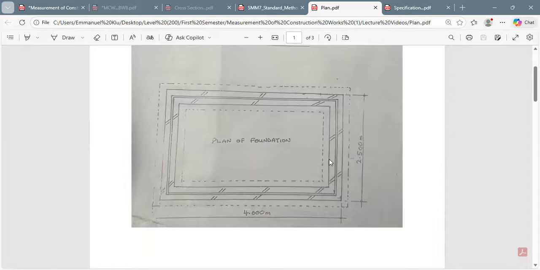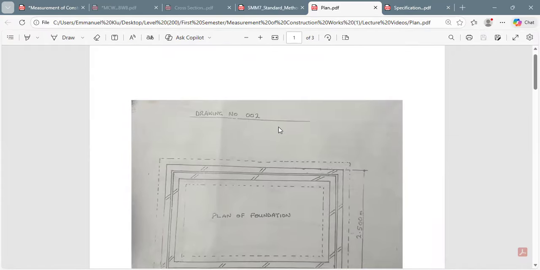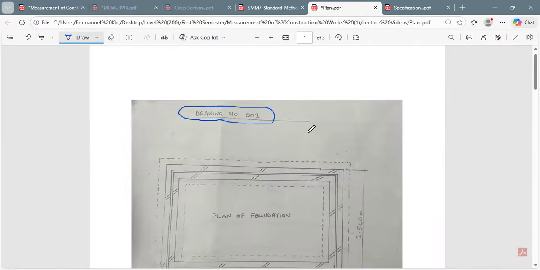All right. So this is our plan, and you can see that I've written over here, drawing number two. You have to pay attention to some of these things. They have written over here, drawing number two. So where is our drawing number one?